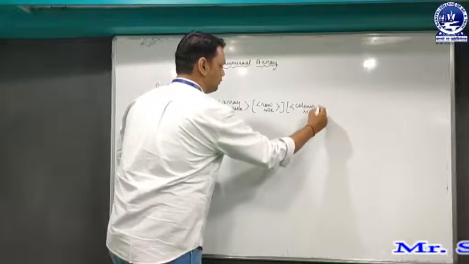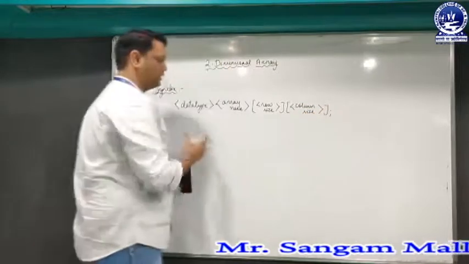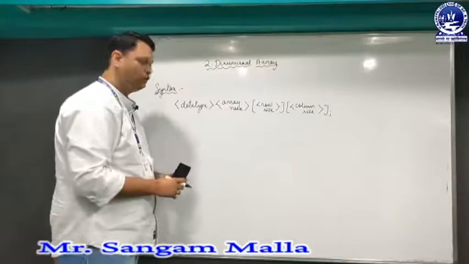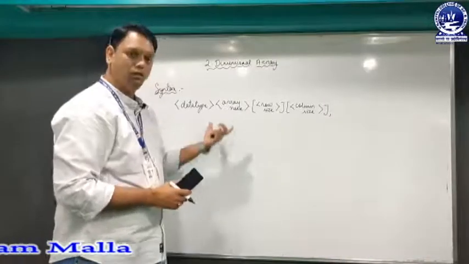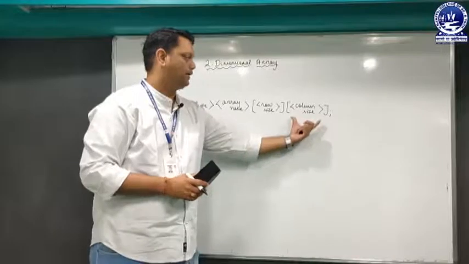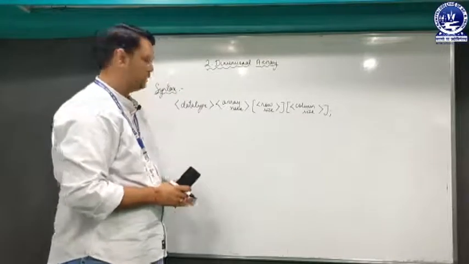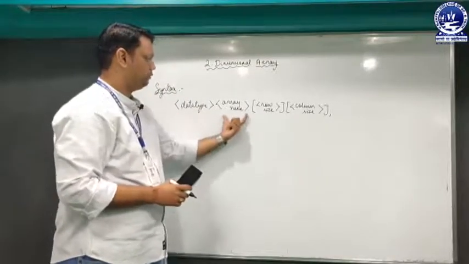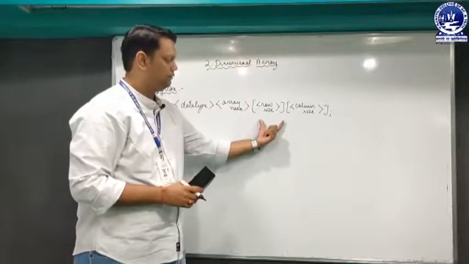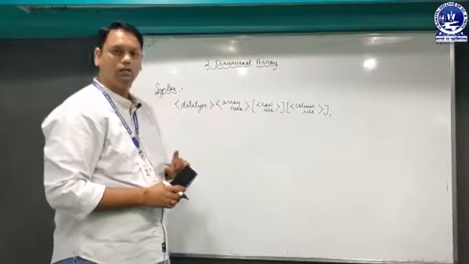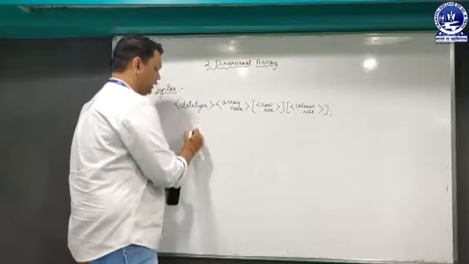So this is the general syntax of a two-dimensional array. It is very similar to the 1D concept, but we have added a new concept, that is your column size. So the data type will be there, followed by the array name, then we will have the row size, and then the column size.